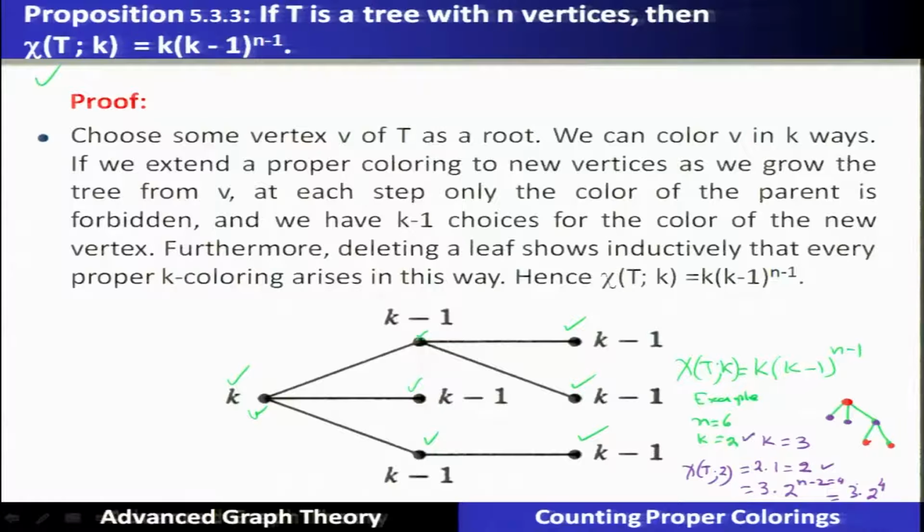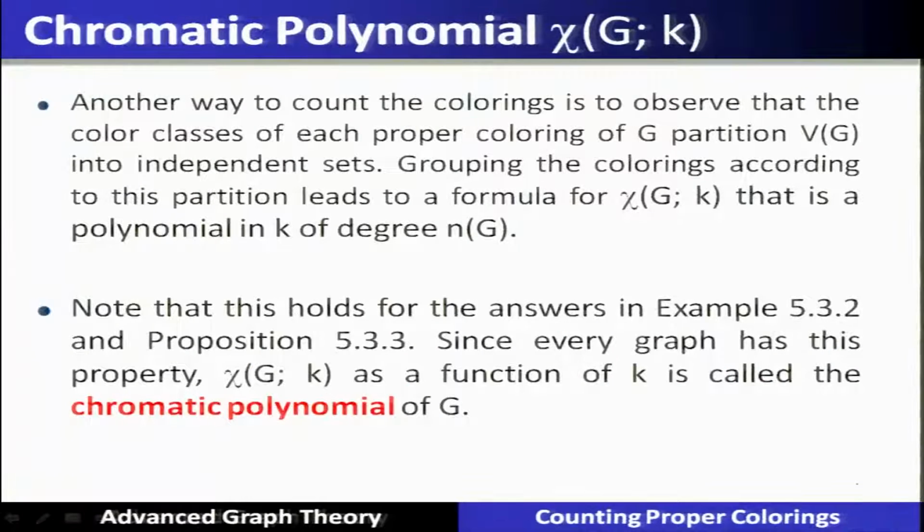Now, we see the chromatic polynomial. The chromatic polynomial is another way to count the colorings, and it is based on observing that the color classes of each proper coloring of G partition the vertices of a graph into independent sets. Grouping the colorings according to the partition will lead to a formula for chi of G with k colors, that is a polynomial in k of degree n.